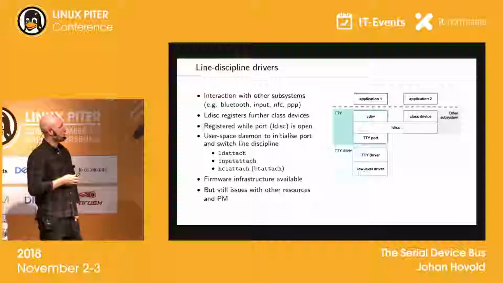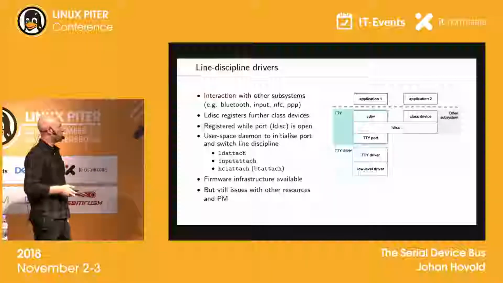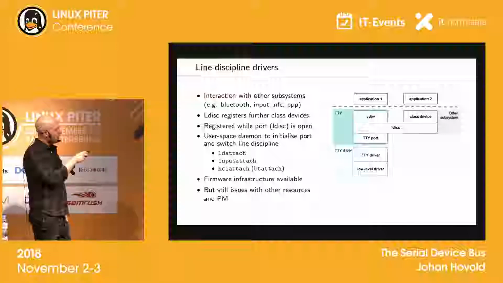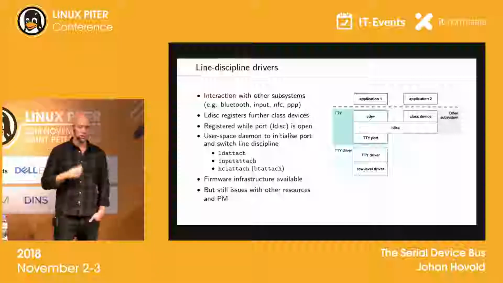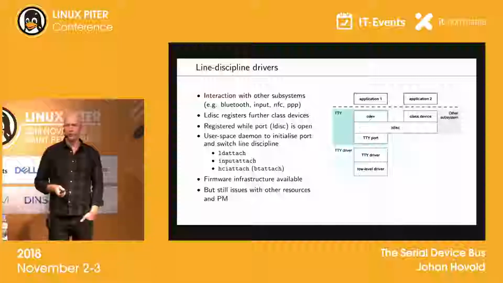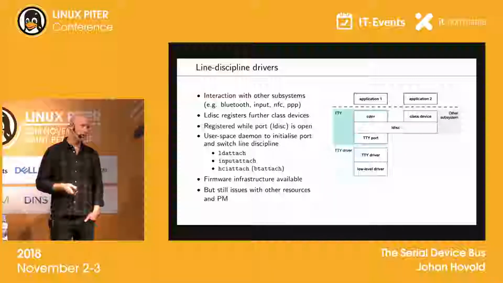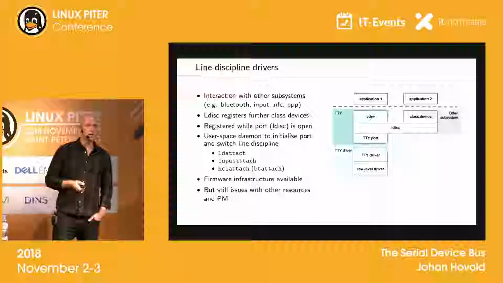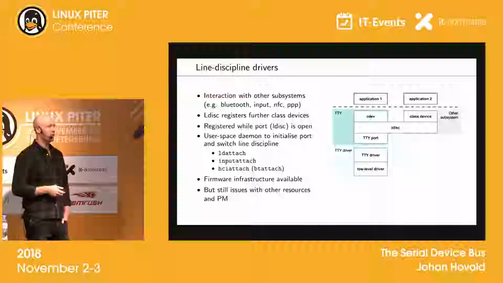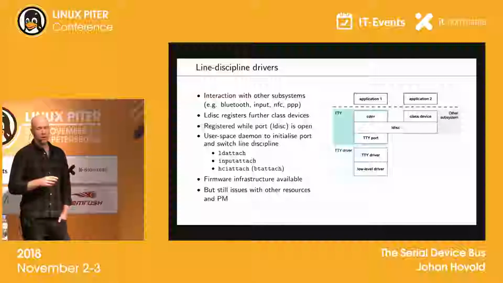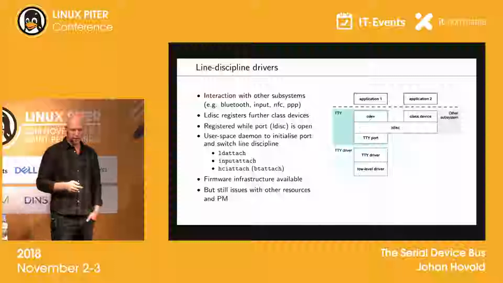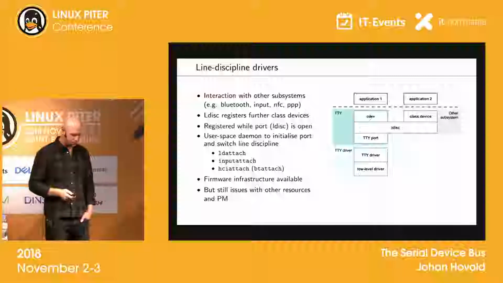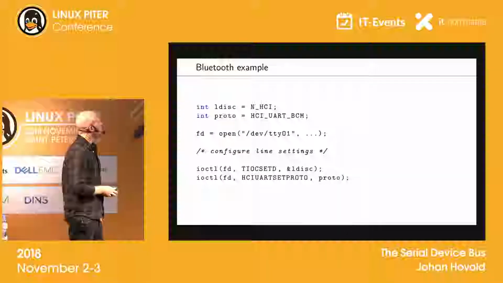These class devices would then remain registered while the port is open. So this means that we need to have these entities in Userspace, these Userspace daemons, to initialize the port and switch the line discipline, and we have a few examples of common daemons that do just that: the LE-attach, input-attach, AGI-attach, which has been renamed Bluetooth-attach. And for line discipline drivers, the kernel's firmware infrastructure is available, but there are still issues dealing with other resources like GPIOs and clocks. I'll get back to that in a minute. First, we'll take a look at this example.